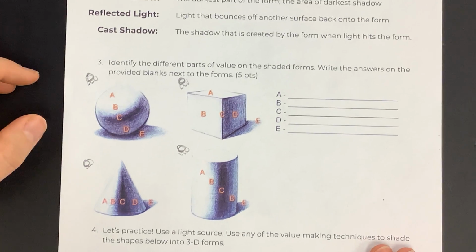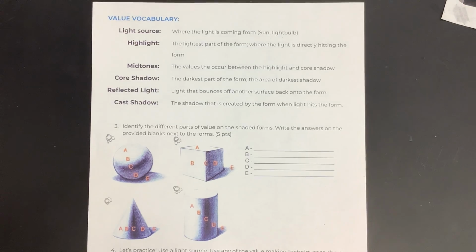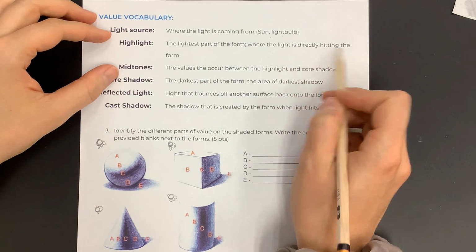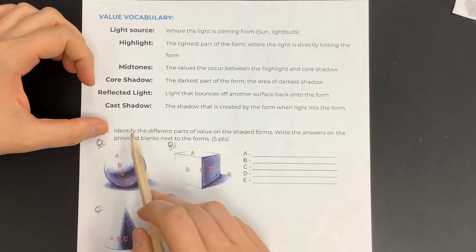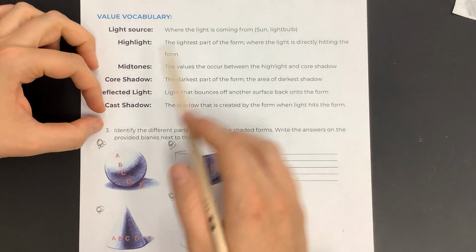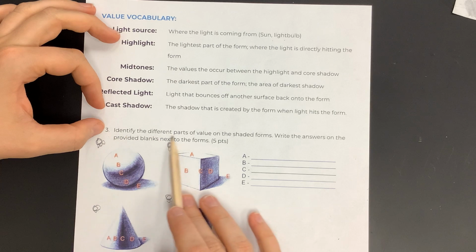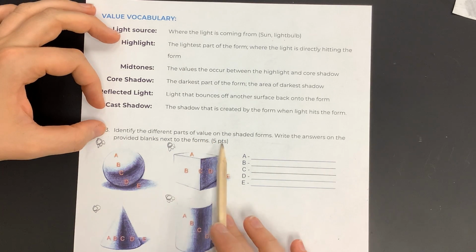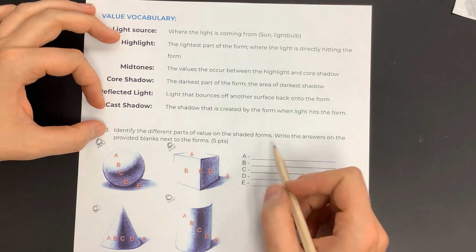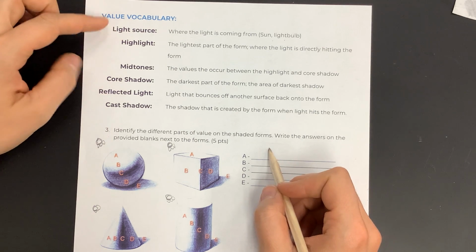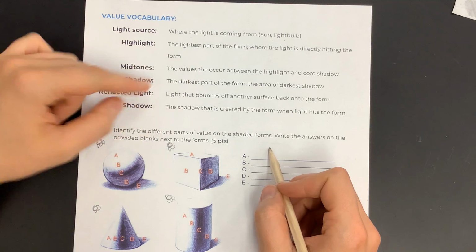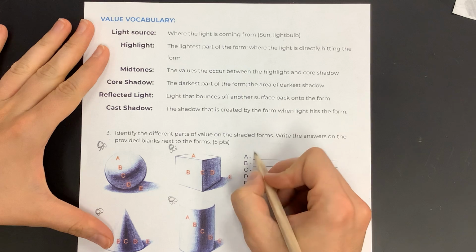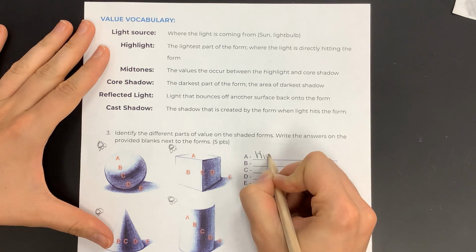Okay. And now let's look at some of our vocab terms. So we've got a highlight. That's the lightest part of the form where the light is directly hitting the form. Okay, so right down here, I'm going to also read direction number 3 because I told you this is going to be our word bank. It says identify the different parts of value on the shaded forms. Write the answers on the provided blanks next to the forms. So A, if that's our highlight, okay, that's going to be our lightest part. So if I look at these forms, and that all looks like the lightest part, so A is going to be my highlight.